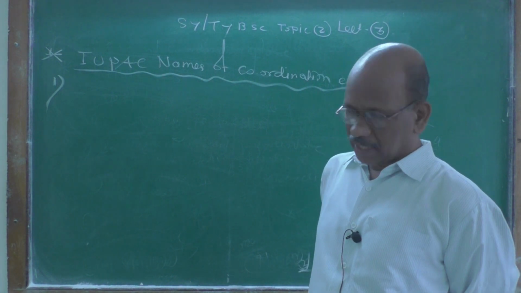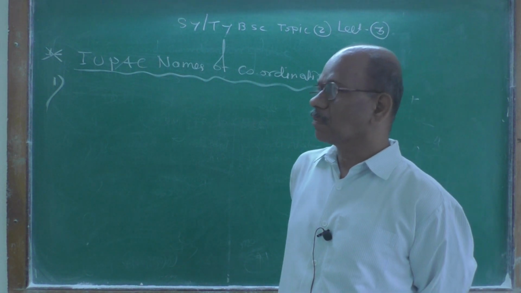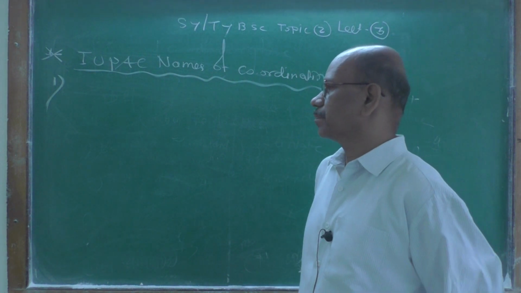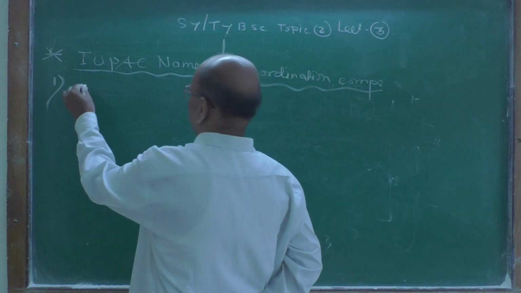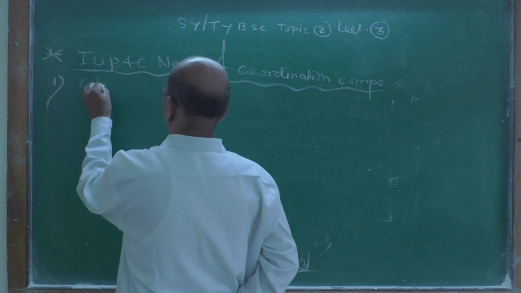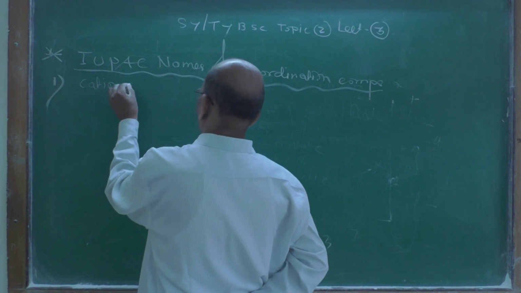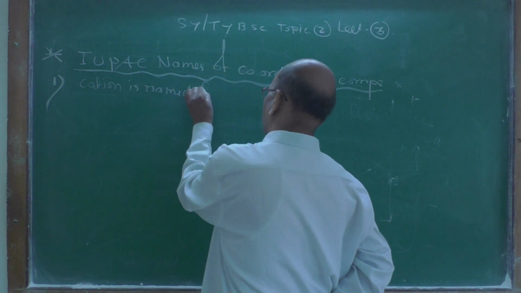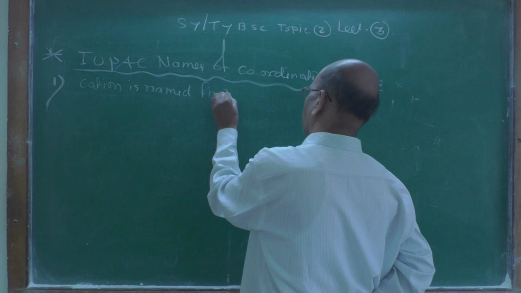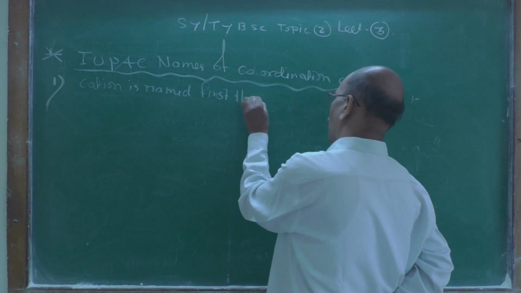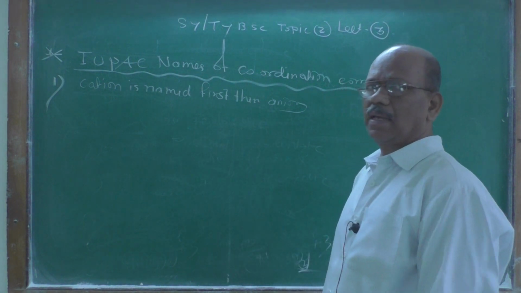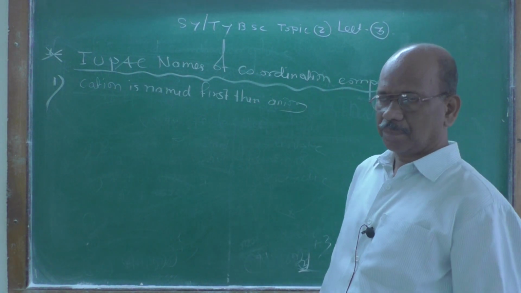So today I can explain some rules. The first rule is that the cation is named first and then anion. It is rule number 1.